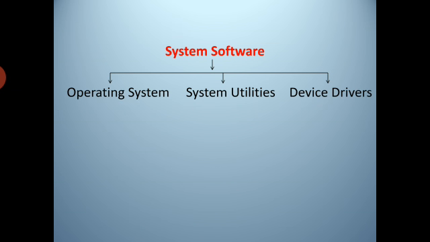System utilities. Software used for maintenance and configuration of the computer system is called system utility. Antivirus software, disk cleaner tool, disk compression software are the examples of system utilities.